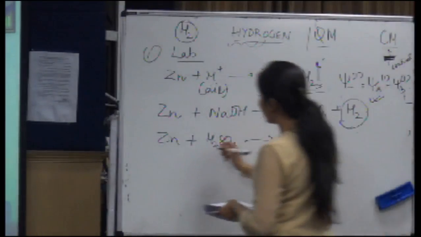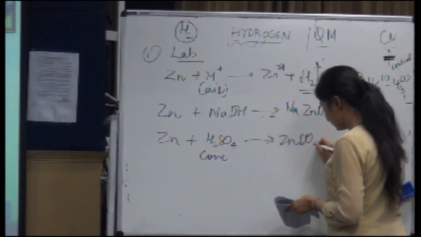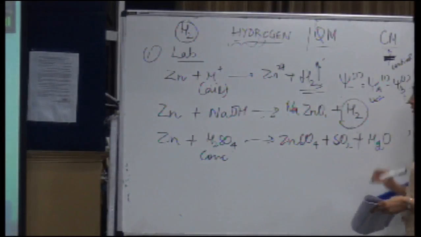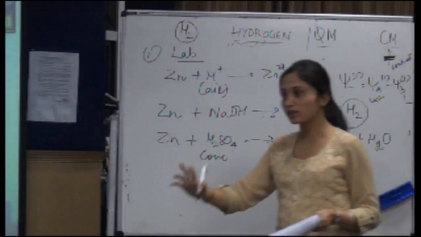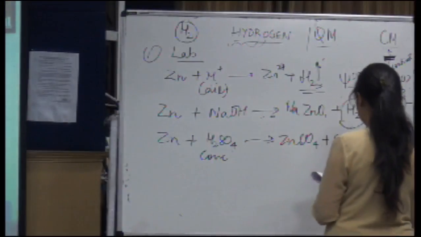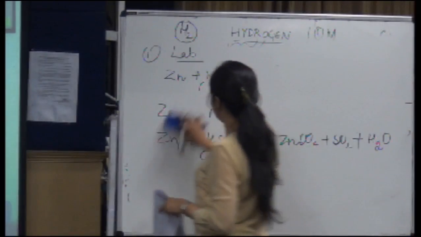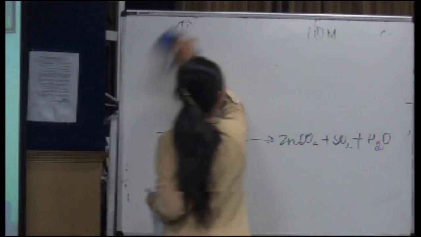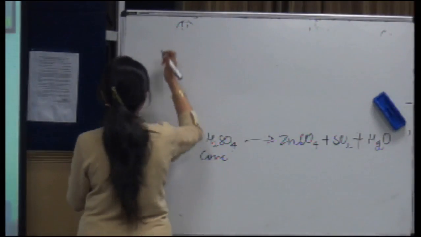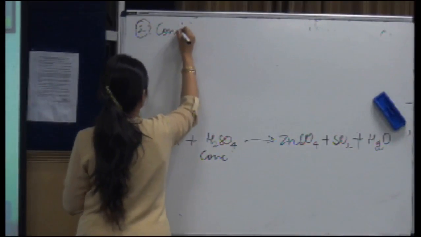So then you have, if you have concentrated H2SO4, then in that case it will form the sulfate plus the SO2 plus water, but with concentrated acid it will not give you H2. So here the gas that is liberated is sulfur dioxide, not your H2. But remember that your zinc reacts with either a dilute acid or with a base to form your H2 dihydrogen. Okay, then the commercial preparation.